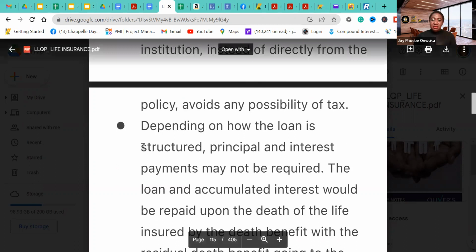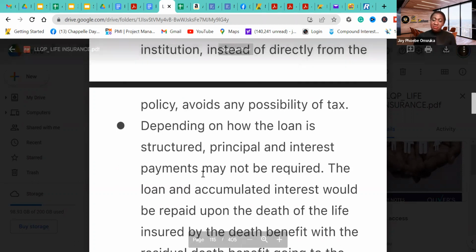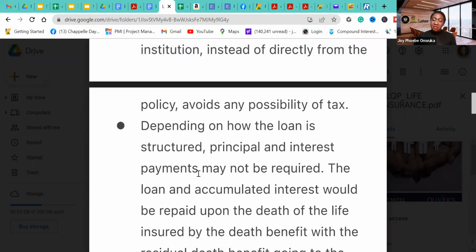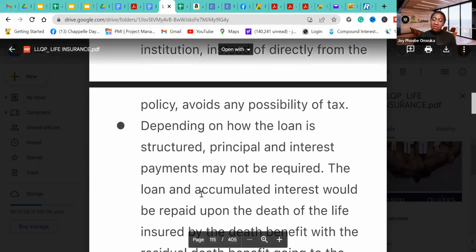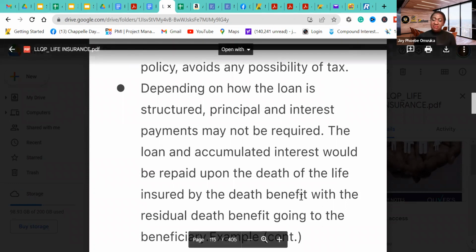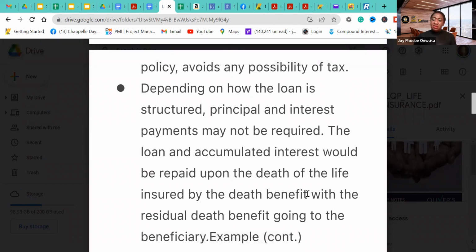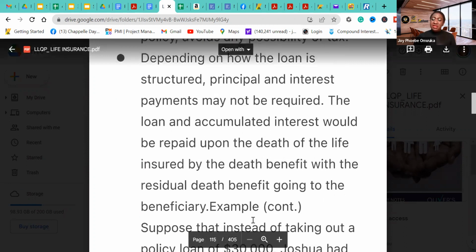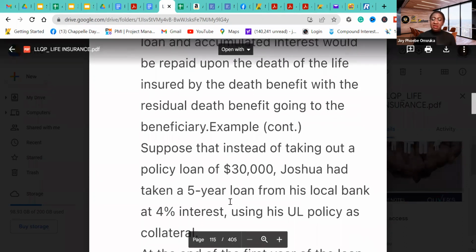Yeah. Depending on how the loan is structured, principal and interest payment may not be required, and the loan and accumulated interest will be paid upon death of the life insured by the death benefit, with the residual death benefit going to the beneficiary.